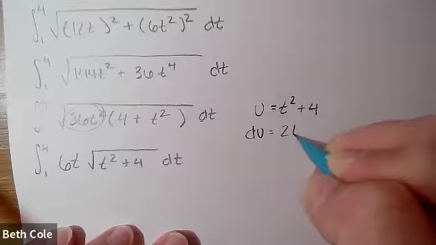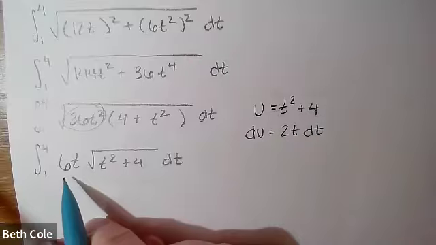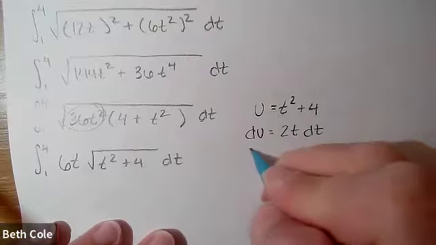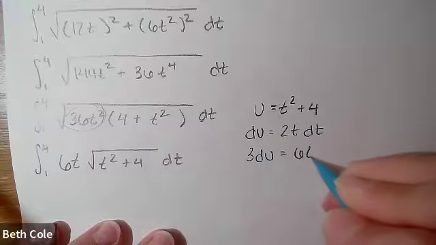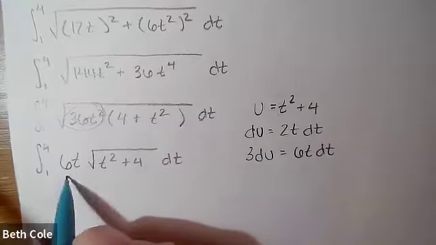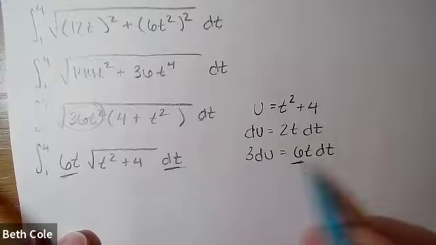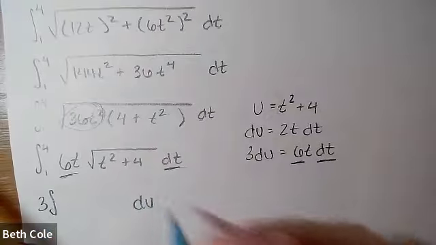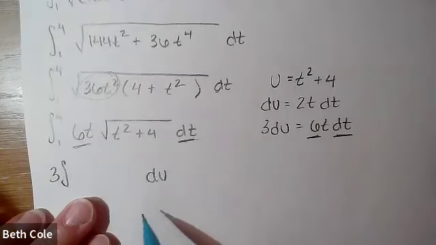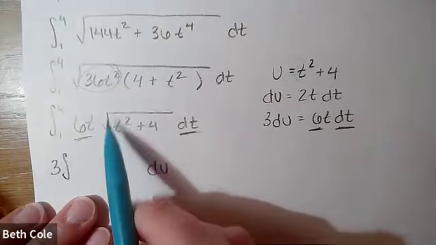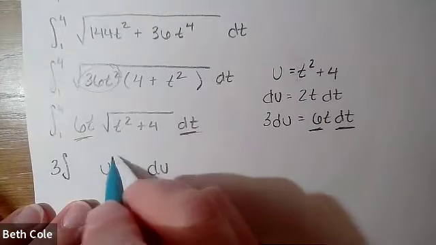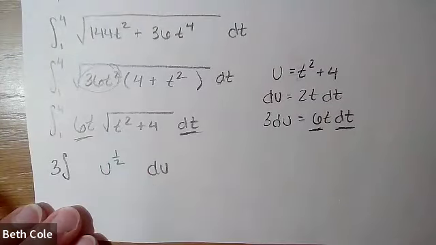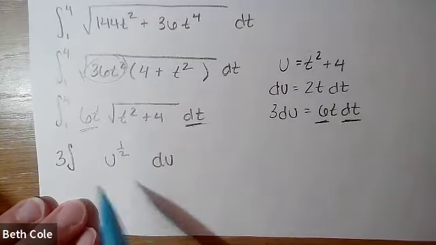So this derivative would be 2t dt, although I have a 6t there. So I'm going to multiply by 3 so that this now matches the 6t dt. In its place, I'm going to put 3 out front, du at the end. Hold off on the boundaries because we're going to have to adjust those. What's left is square root of u. I'm going to write it as u to the 1/2. That'll make it easier to do our antiderivative.